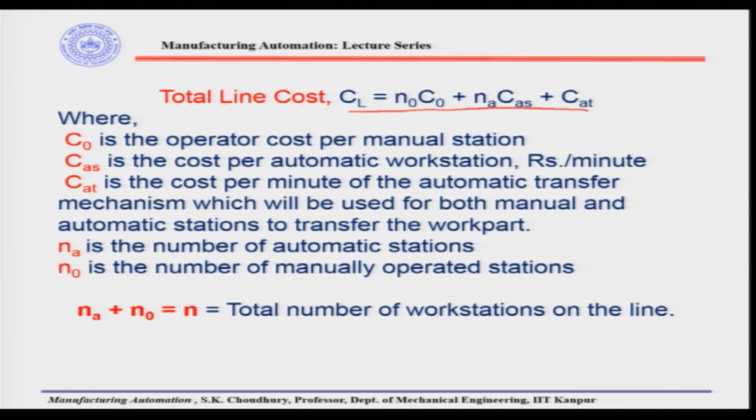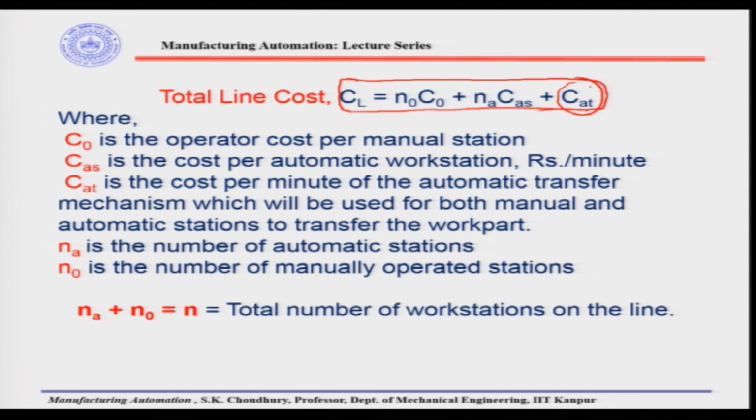Since this automatic transfer mechanism is used for both the manual stations and the automatic stations, this will be overall plus CAT. So, that is how we can get the total line cost, which is equal to the manual operations and their cost, plus the automatic operations and their cost, plus separately the cost per minute of the transfer mechanism. Now, of course, N0 plus NA will be the total number of machines or workstations on the line.